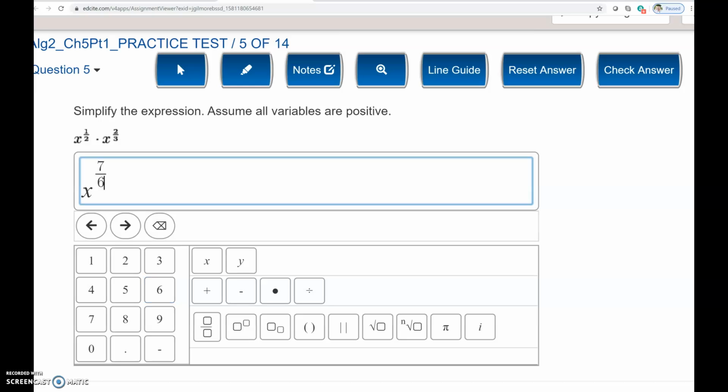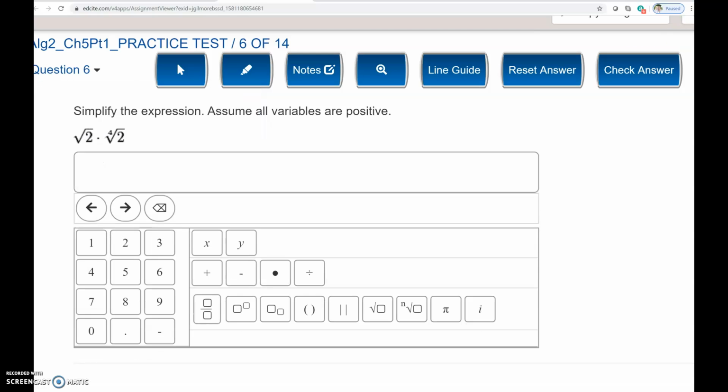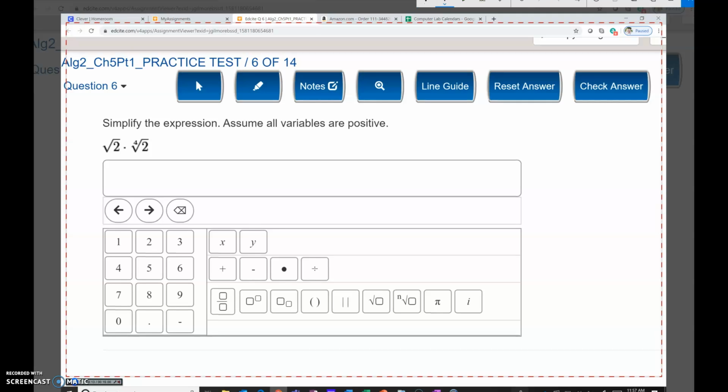The next problem is actually almost identical to this one. It just looks a little bit different. It's the square root of 2 times the 4th root of 2. You cannot combine the square root of 2 and the 4th root of 2 because those radicals are not the same. But you can convert the square root of 2 into 2 to the 1/2. And the 4th root of 2 is 2 to the 1/4. Now it's just like the previous problem. You need to add those exponents together. So this becomes 2 to the 3/4.